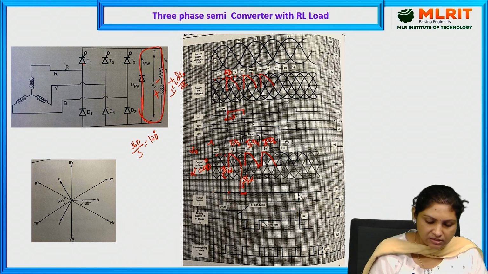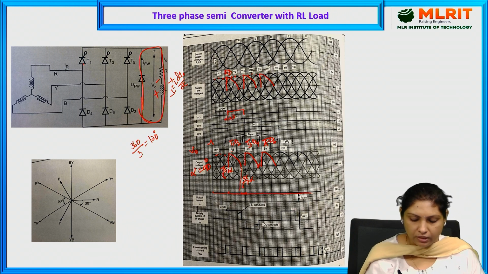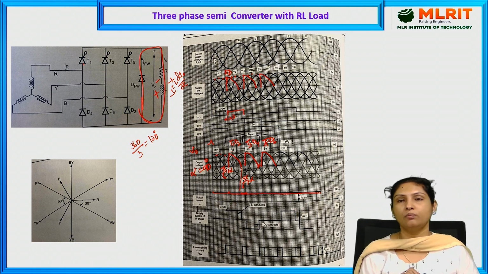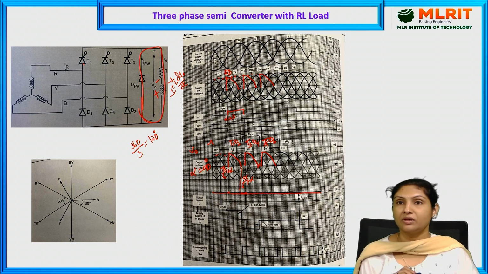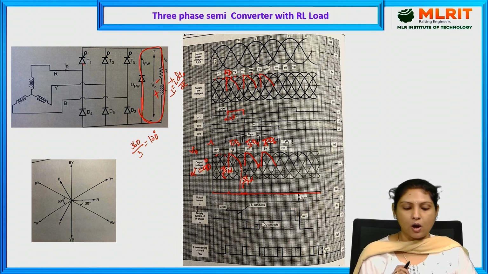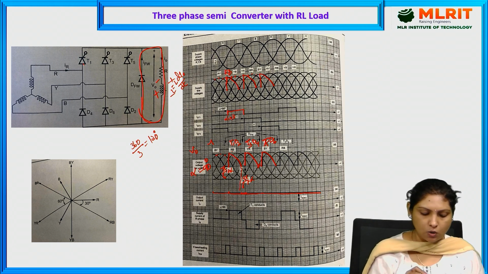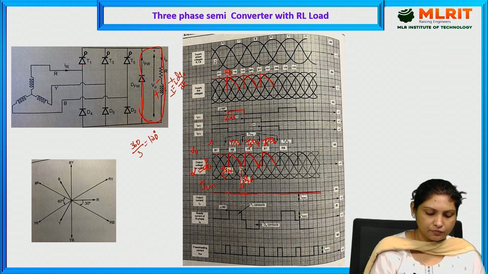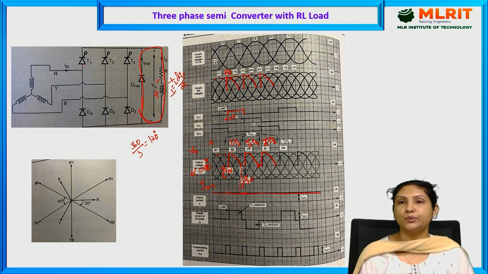So that is the reason your output current waveform is continuous and ripple free. That is because we have considered a very large value of the inductor. So the output is continuous and ripple free. This is the output current waveform I0, and later the current through R phase.